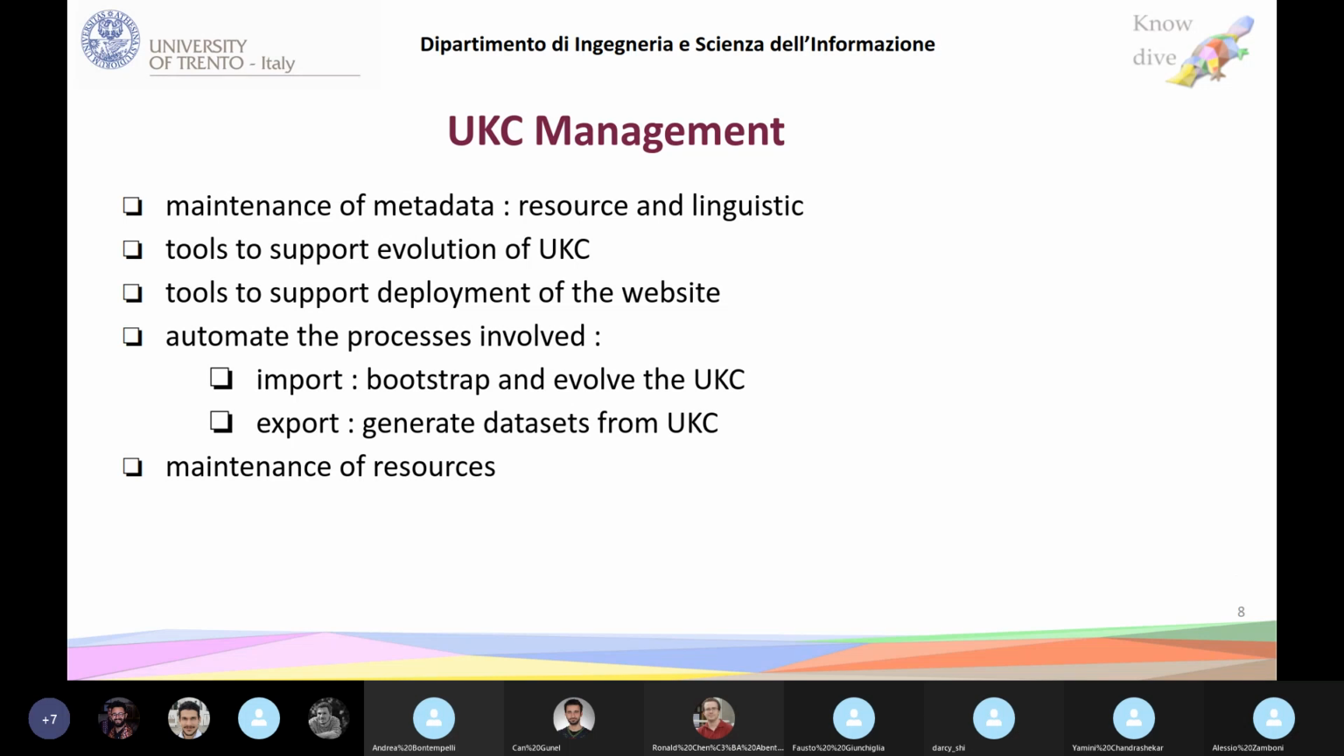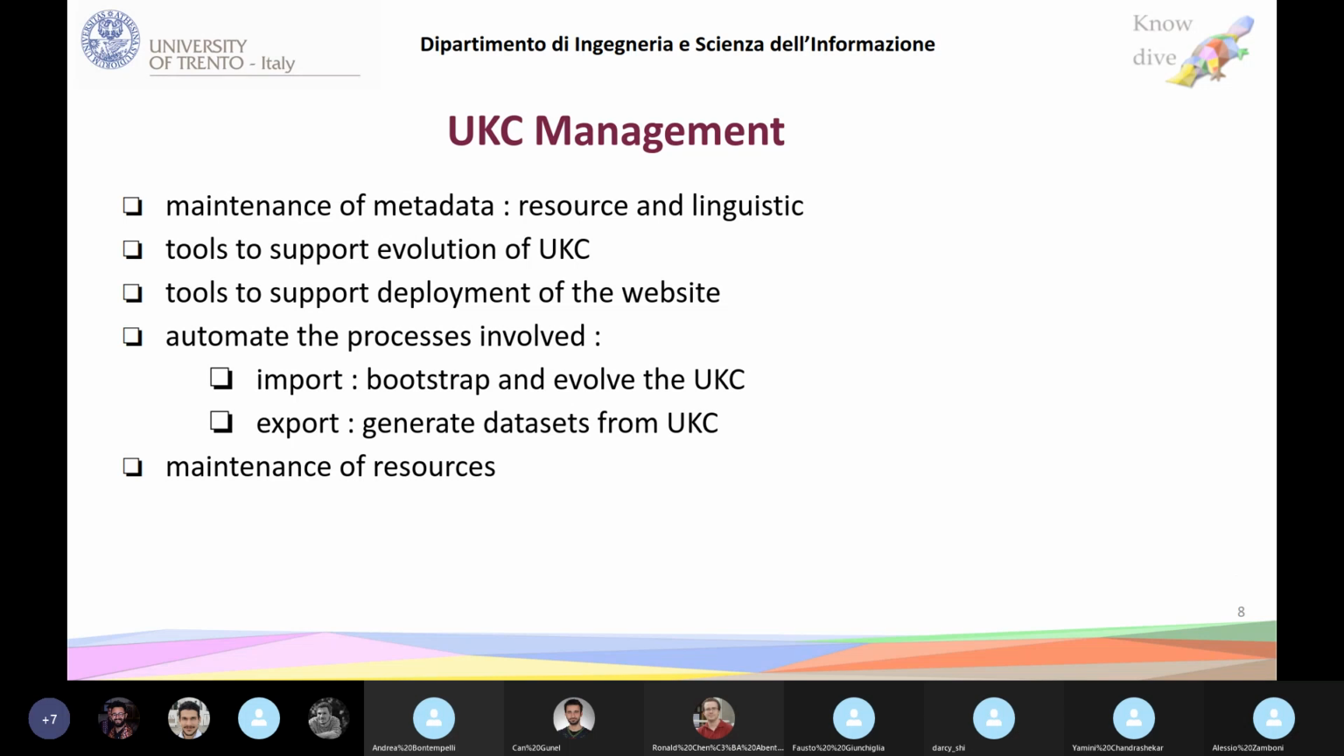And the third is import and export of the data sets into the UKC and from the UKC, which are very basic processes. To be able to automate these processes will help the coordinator of the resource to reduce the time consumption and also to provide resources at a faster pace.